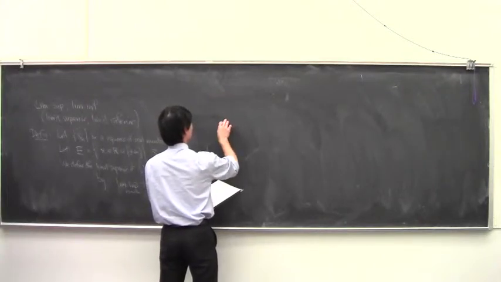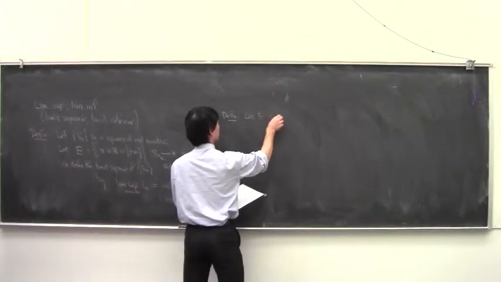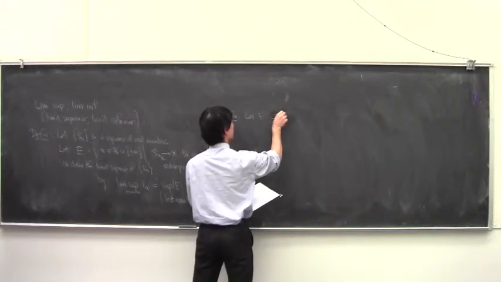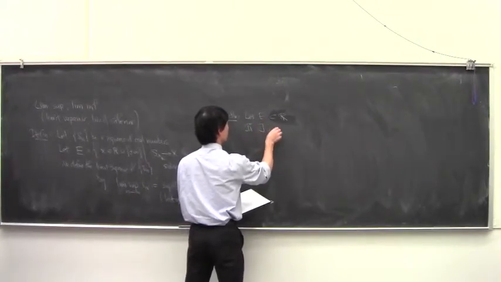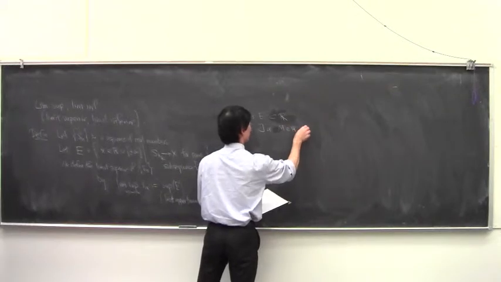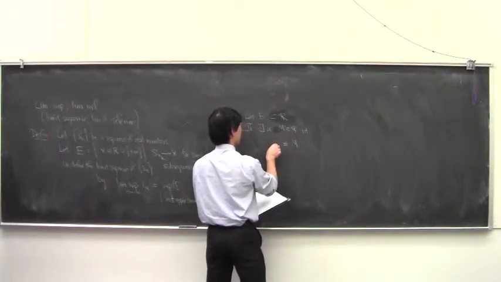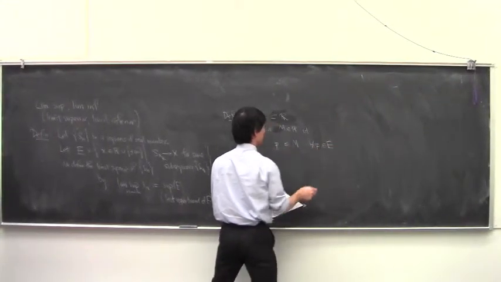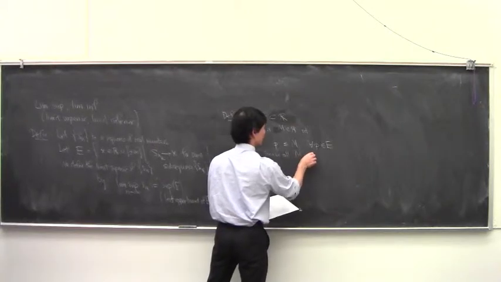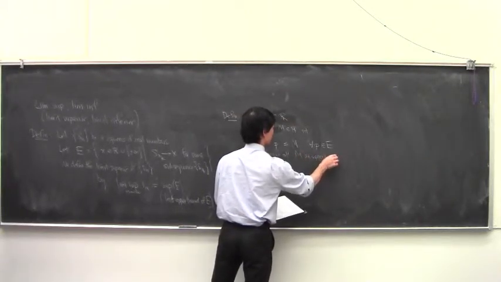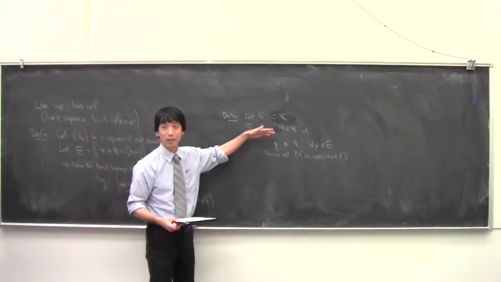So if you have a set E of real numbers, and if there exists a number M such that M is bigger than or equal to p for all points p in E, we call M an upper bound. So it's just anything that's bigger than everything in E.